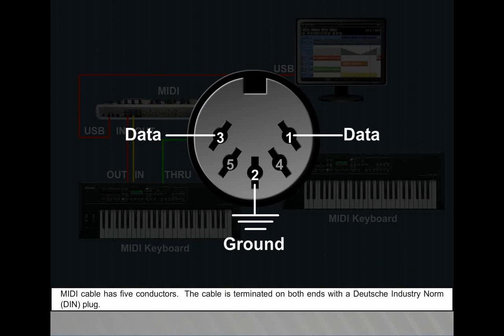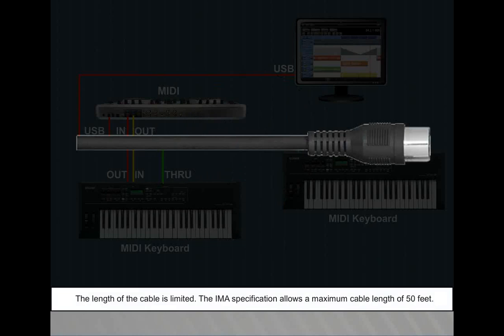MIDI cable has 5 conductors. The cable is terminated on both ends with a Deutsche Industrie Norm DIN plug. Data passes through the cable on pins 1 and 3, and pin 2 is shielded and connected to a common ground. Pins 4 and 5 are not used. The length of the cable is limited. The MMA specification allows a maximum cable length of 50 feet.